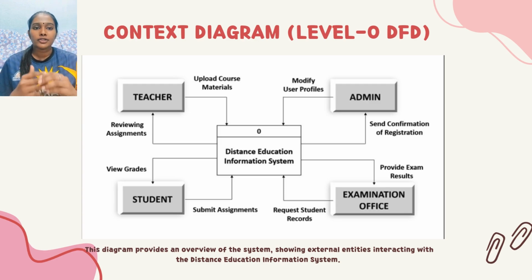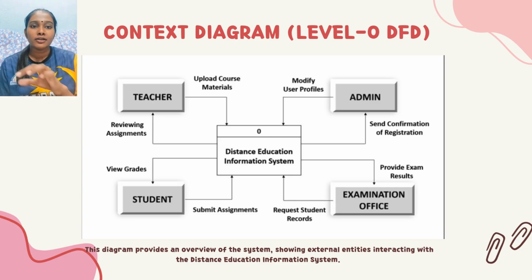Okay, now we talk about how data moves between the system and the user. This is called data flow. First, from teacher to system. The first one, teacher uploads course materials to the system to store them. The second, teacher reviews assignments and the system sends feedback to the student.